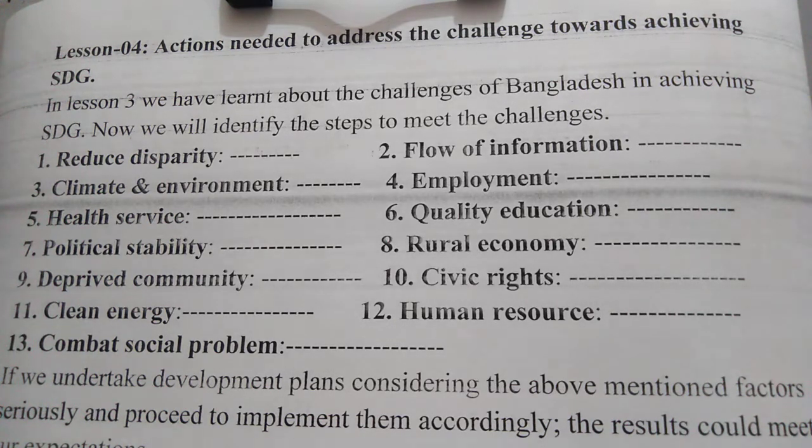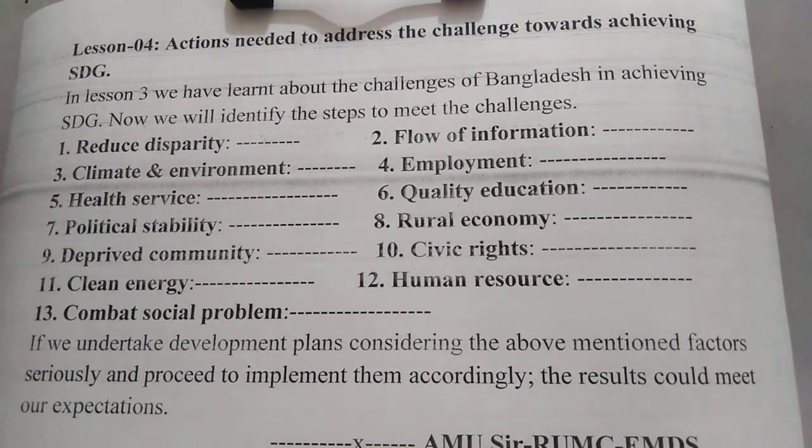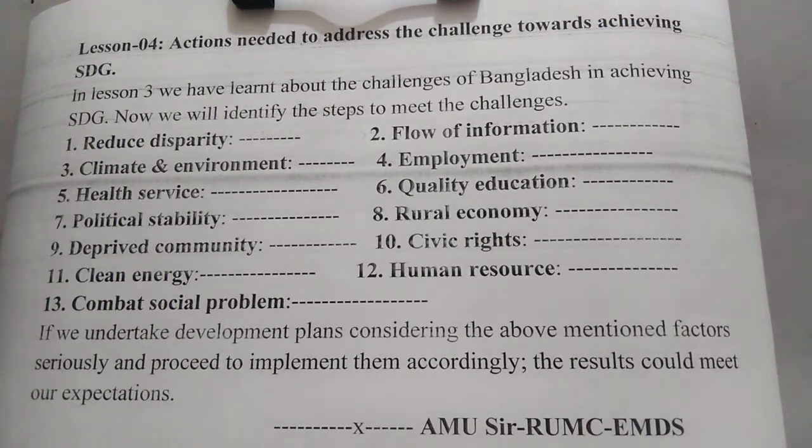And last point, combat social problem, wipe out social problem. Every society has some existing problems such as corruption, violence, oppression, violence towards women, juvenile offense, drug addiction, etc. We have to wipe out these social problems for achieving SDG. If we undertake development plans considering the above mentioned factors seriously and proceed to implement them accordingly, the result could meet our expectation. So dear students, these are the challenges we have to overcome to achieve SDG.